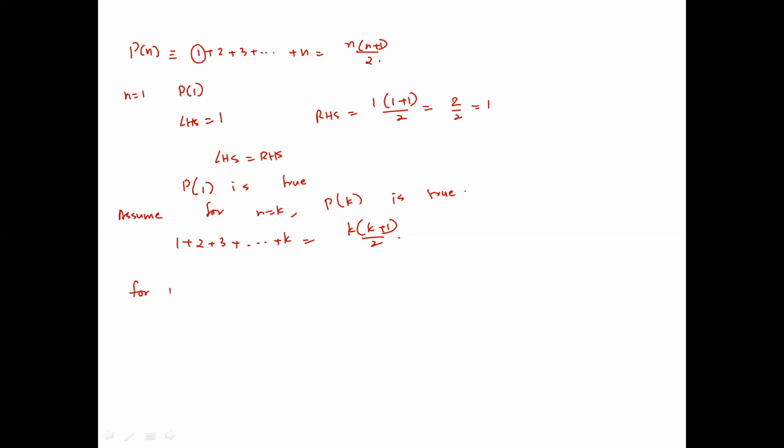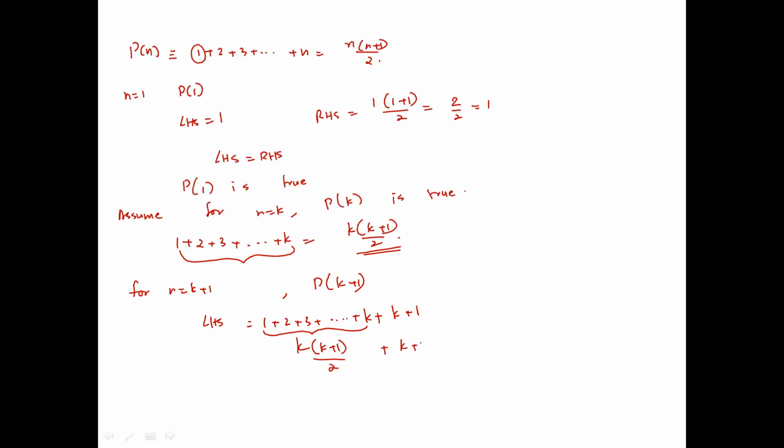Now for n equal to k plus 1, we will take P of k plus 1, only the left side. That is 1 plus 2 plus 3 and so on, first up to k. The next term will be k plus 1. Now to use all these, I am using P of k and writing it as k into k plus 1 by 2, and then I have this k plus 1. If I take k plus 1 common, I will have k by 2 plus 1, because I am taking this k plus 1 common. Then I will have k plus 1 into k plus 2 by 2.